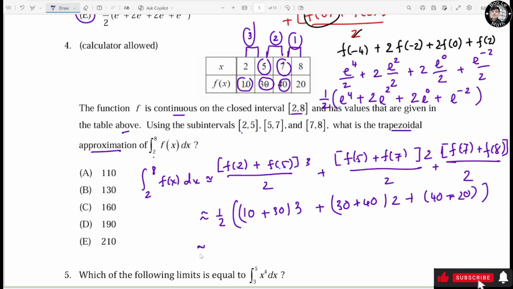Now we're going to simplify 1/2. 40 times 3 is going to be 120. 30 plus 40 is going to be 70 times 2, which is going to be 140. This one is 60. Now 120 plus 140 is going to be 260, plus 60 is going to be 320. 320 divided by 2 is going to be 160. So the answer must be C.